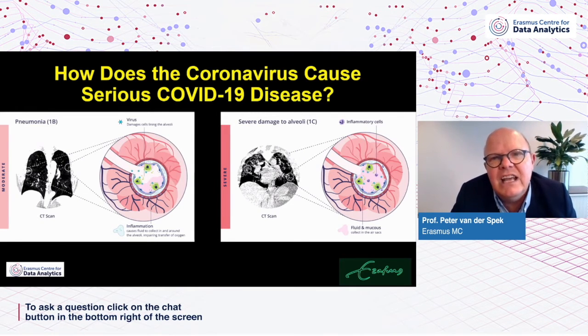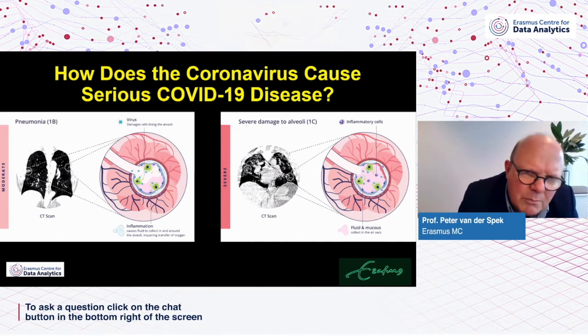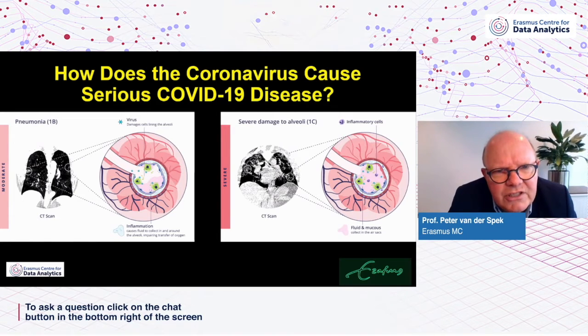Okay, so in this slide, you can start to see pneumonia 1B and, more severely on the right, damaged alveoli. Now, what's happening in the green areas, that's the goblet cells in your alveoli. Those goblet cells are where the virus can bind on a human protein, which was discovered somewhere at the end of March and is indicated as the ACE2 protein. That's where the crown of the virus could connect to the goblet cell.